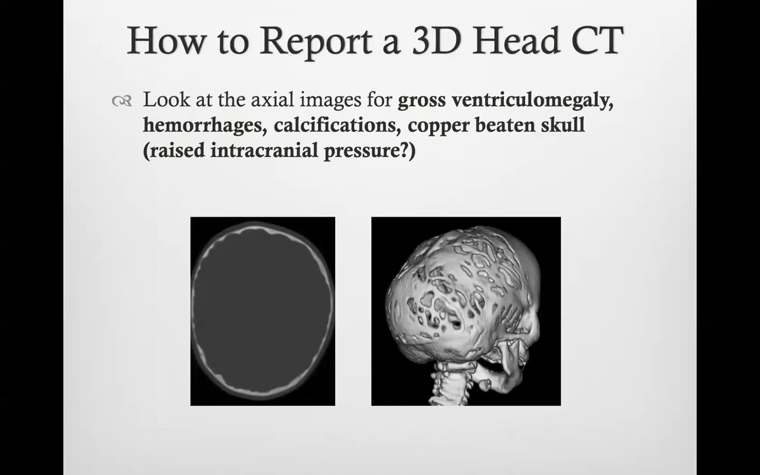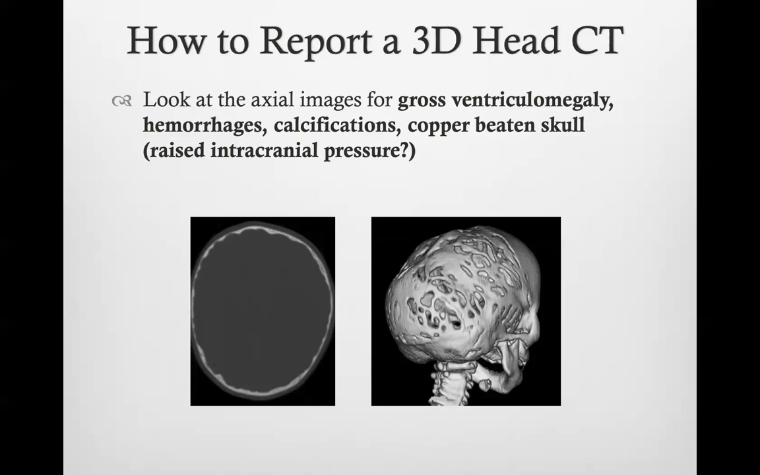Now, how to report a 3D head? What we focus on: gross ventriculomegaly, hemorrhages, calcification. Sometimes we have this appearance that you can see here on the right, also on the left actually, the copper-beaten skull appearance, which sometimes can be misinterpreted as a sign of raised intracranial pressure. Basically, what's happening in these cases is that this copper-beaten skull is due to the impression of the gyri on the surface of this small skull, because the brain gyri are growing while the skull is stuck because of the craniosynostosis, and can be associated with raised intracranial pressure.